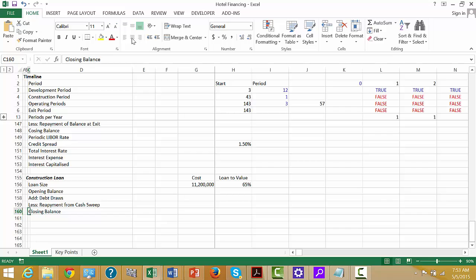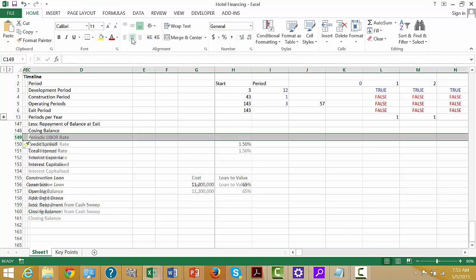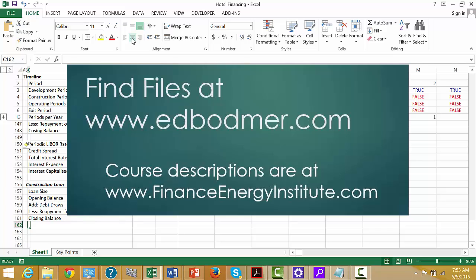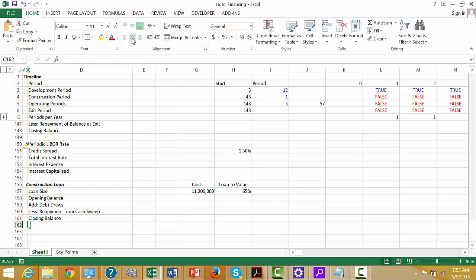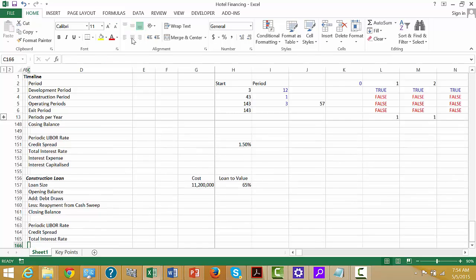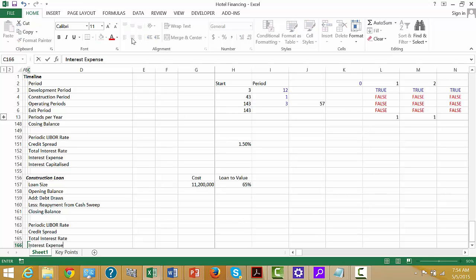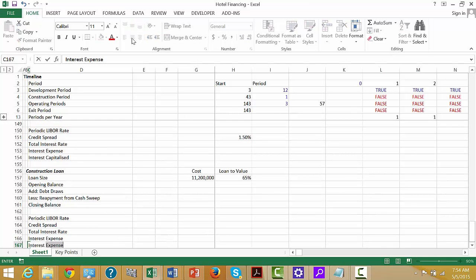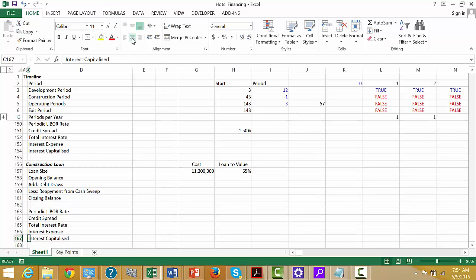and then closing balance. I think I'm inserting one, shift space bar, shift control plus, and we put interest, periodic LIBOR rate, and then credit spread, and finally the total interest rate, and interest expense. Okay, that's what we need to do now.